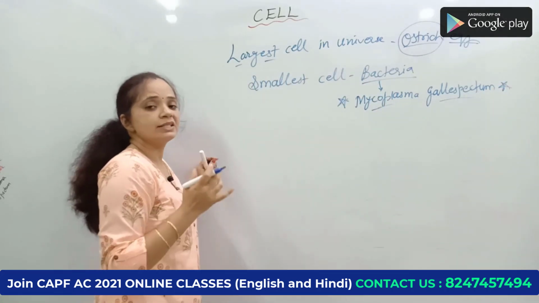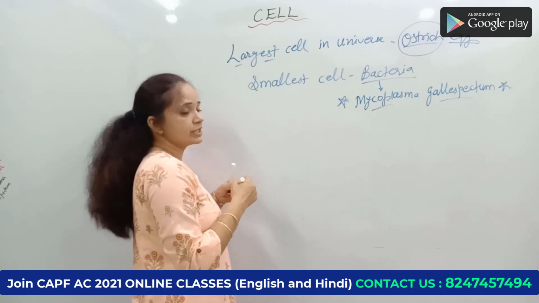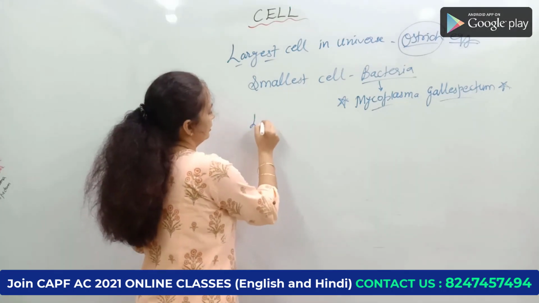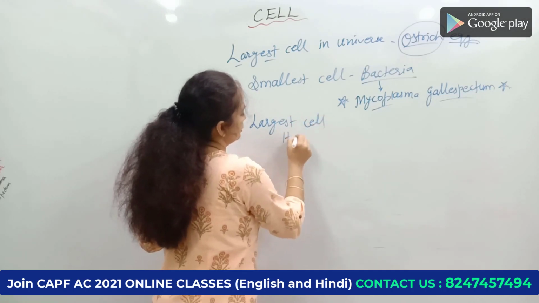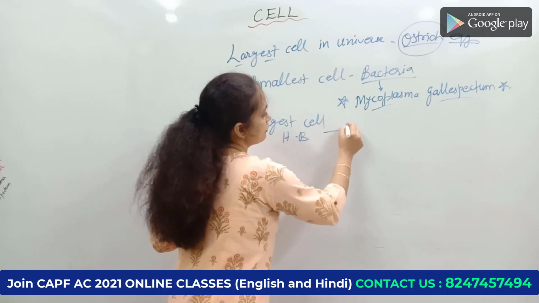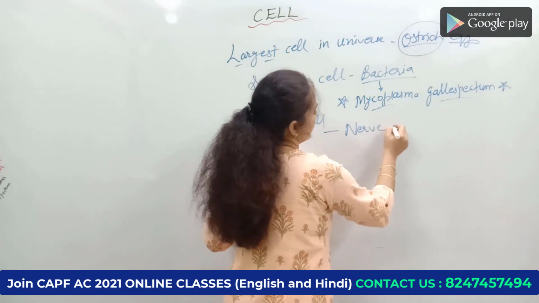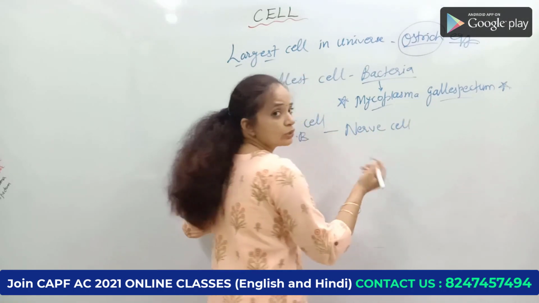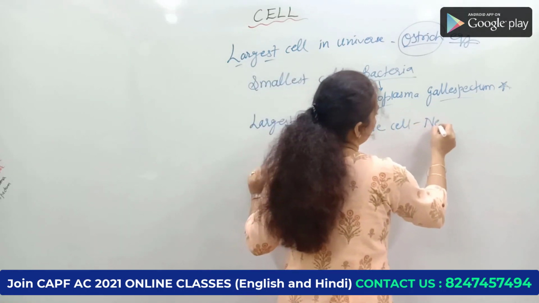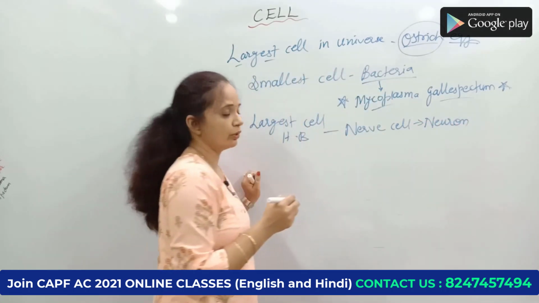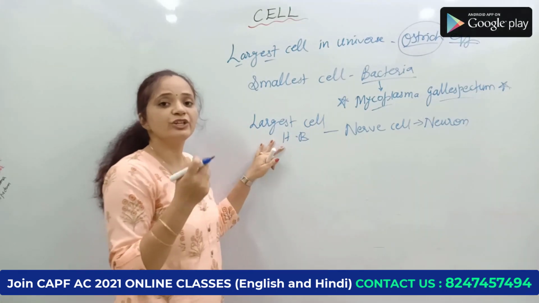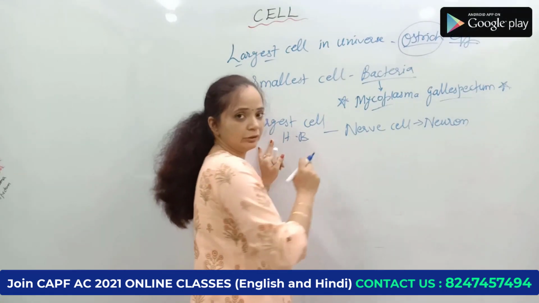Then the largest cell in the human body. Which is the largest cell in the human body? Let's see. The largest cell in the human body is the nerve cell. Nerve cell is also called a neuron. So the largest cell in the human body is the nerve cell.